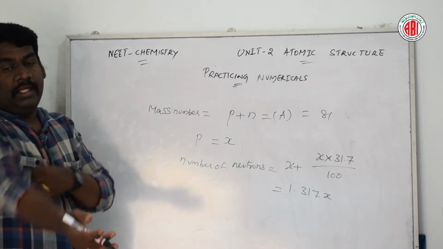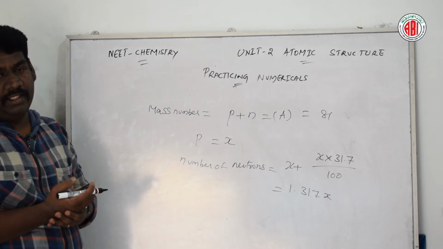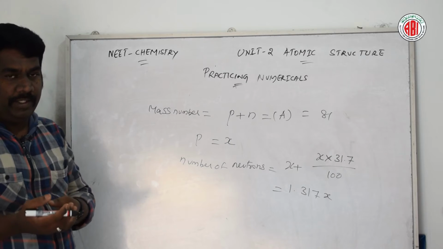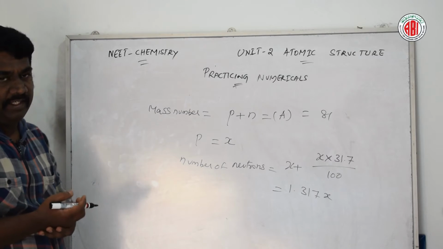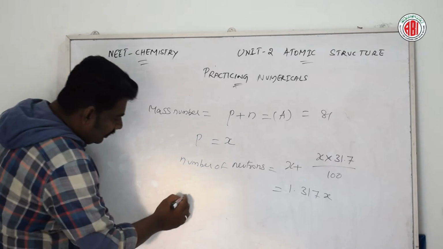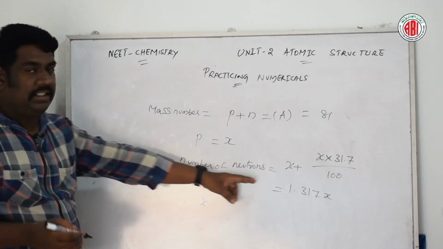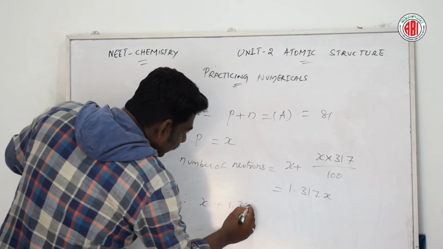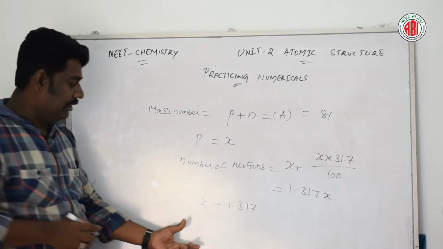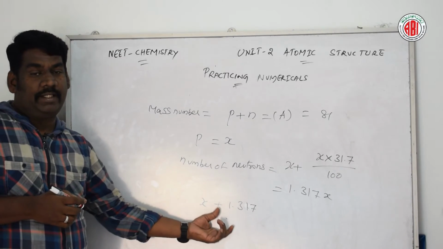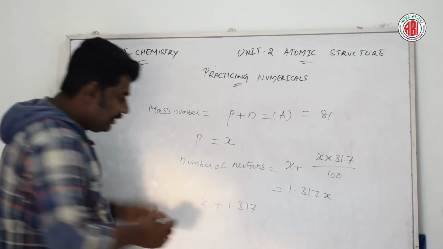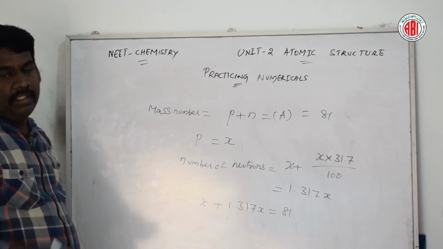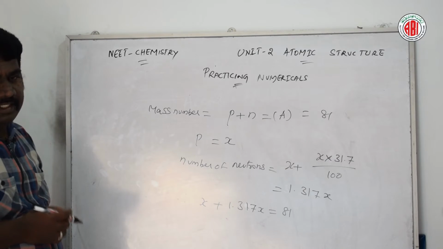Let us find out the number of protons, then finally we will give the symbol for the given element. Therefore x, the number of protons, plus 1.317 x is equal to 81, given in the question. Now find out the value of x.